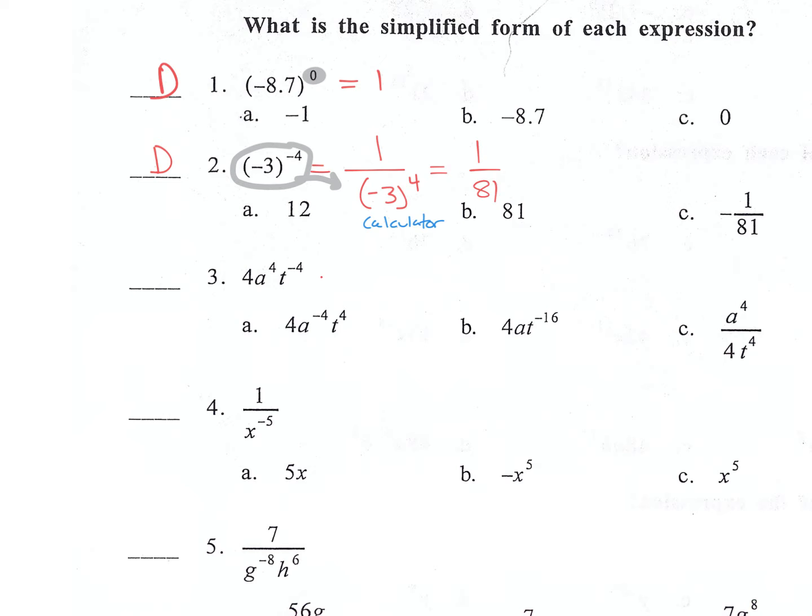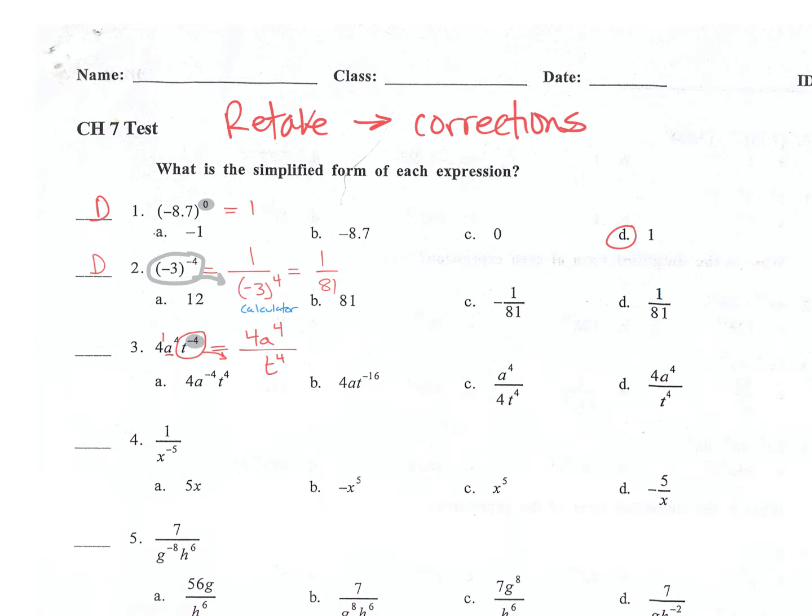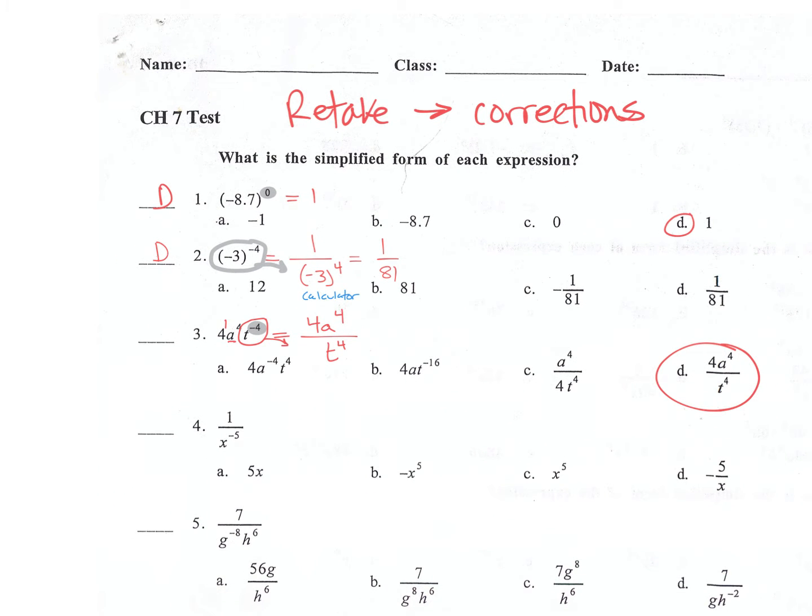All right, number 3, equal sign fraction bar. I see a little negative exponent hanging out there. I know I can't have that. The 4 is fine. That's 4 to the power of 1. I don't need to move that. A to the 4th is fine. That's a positive exponent. But the t to the negative 4, that's what has to move. That goes to the bottom, and as soon as we move it, it becomes a positive exponent. So this is also answer choice D.